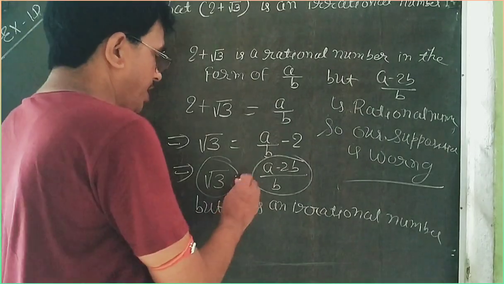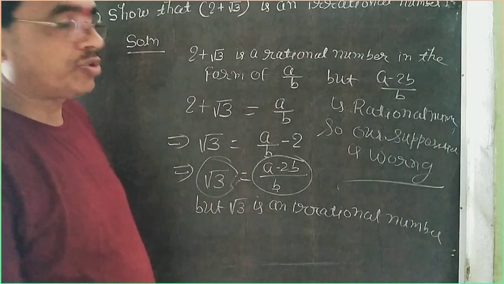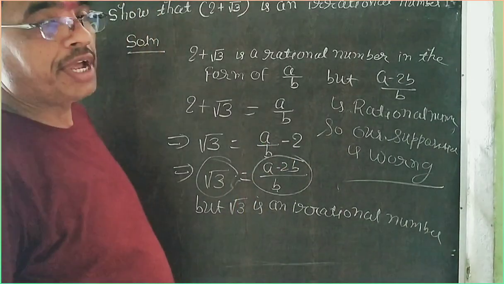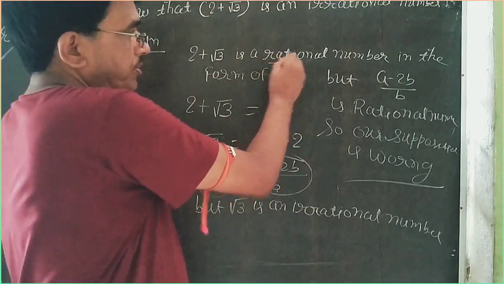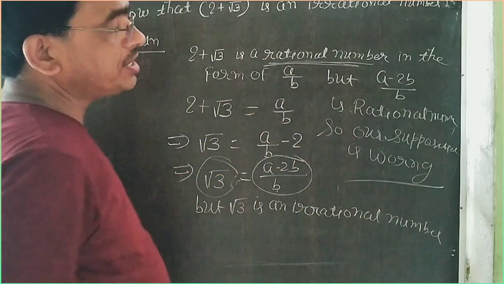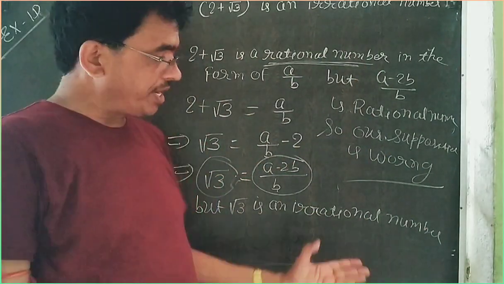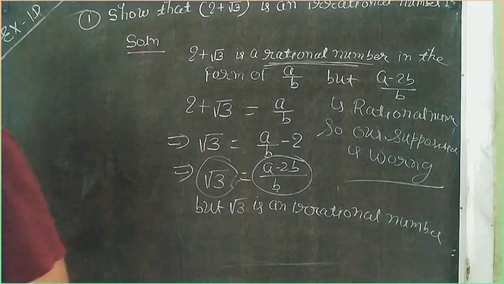Here root 3 is irrational, but a minus 2b by b is rational. So our supposition is wrong. Hence clearly, my supposition that it is a rational number is wrong. Hence 2 plus root 3 is an irrational number.